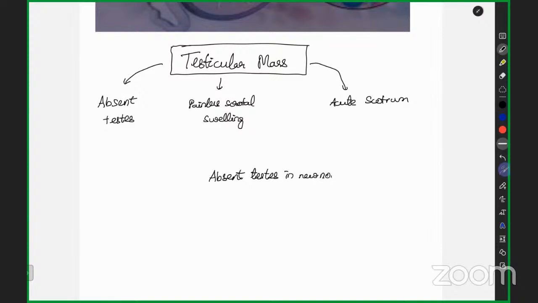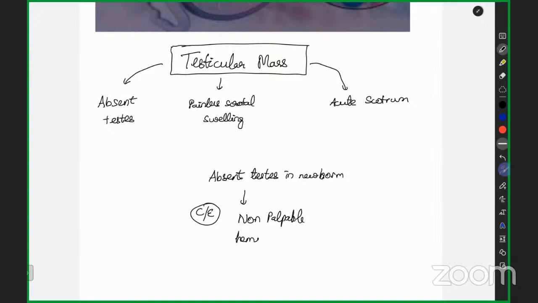What will be your next step? Anyone, can you put it in the chat box? You're just finding a baby without testis, guys. What are you going to do? You're going to perform a clinical examination. When you perform a clinical examination, you find that there is a non-palpable hemiscrotum.